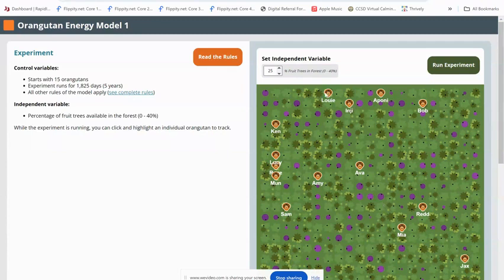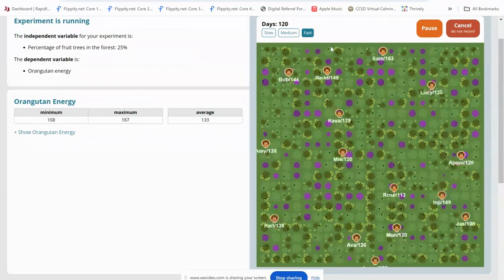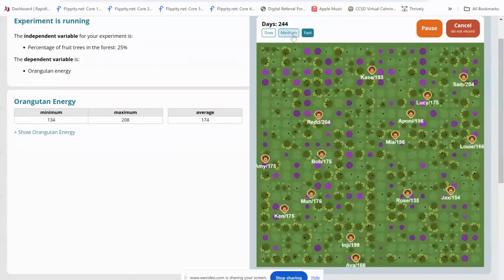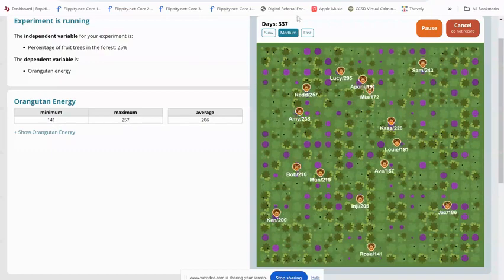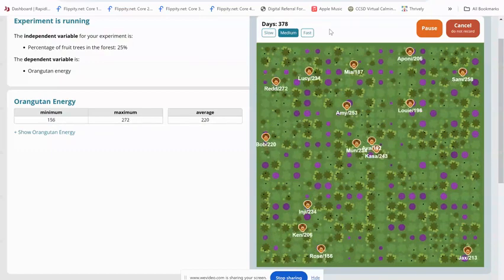These are each of the orangutans. You will pick one to follow. It starts with 25 fruit trees, 25% fruit trees, and we want to keep that percent. So you hit run experiment. Right now it's going on fast, so it's kind of hard to follow an orangutan. You can put it on medium. Slow is really slow, but it's going to go all the way through 5 years.